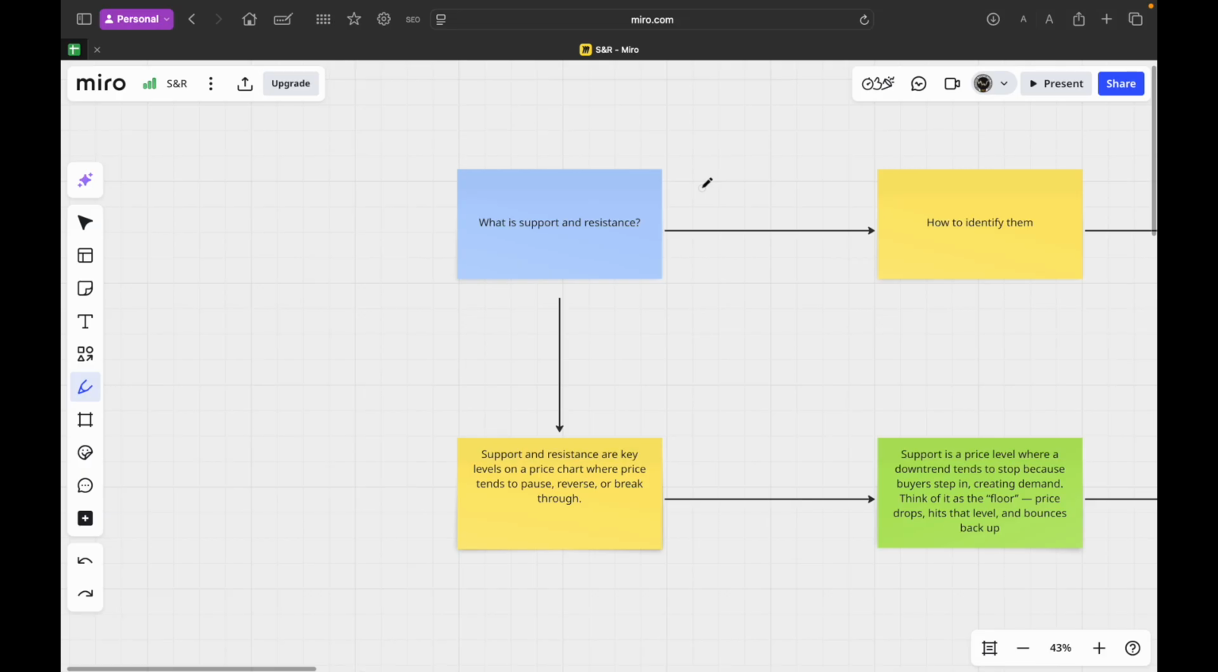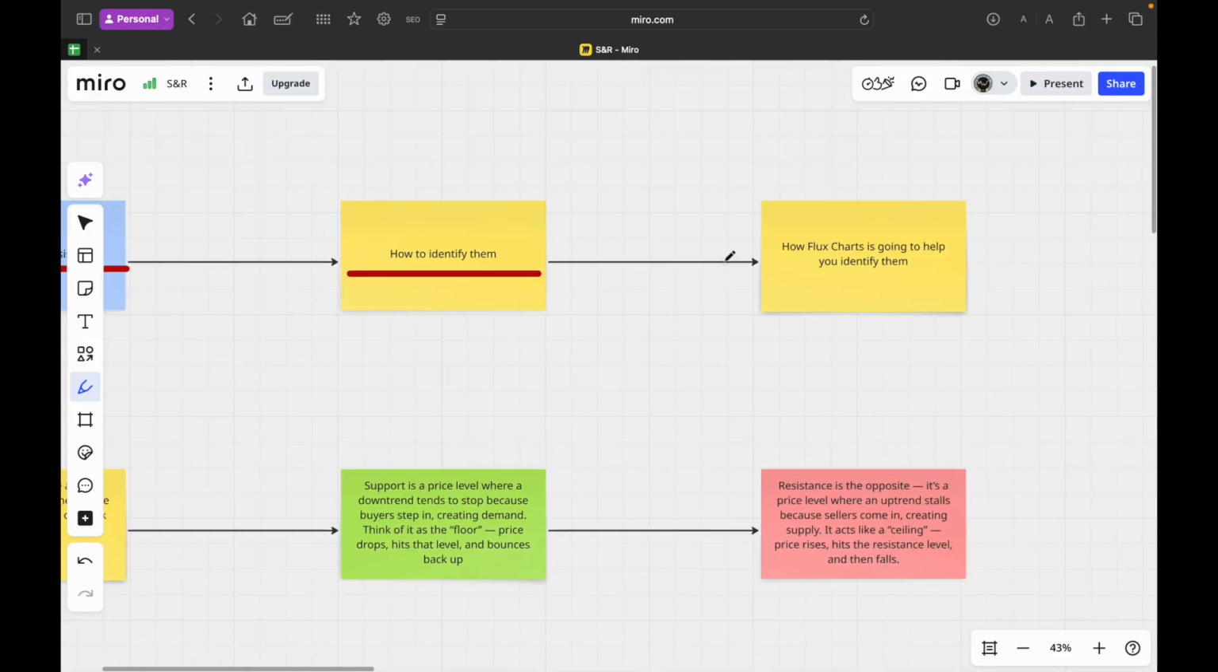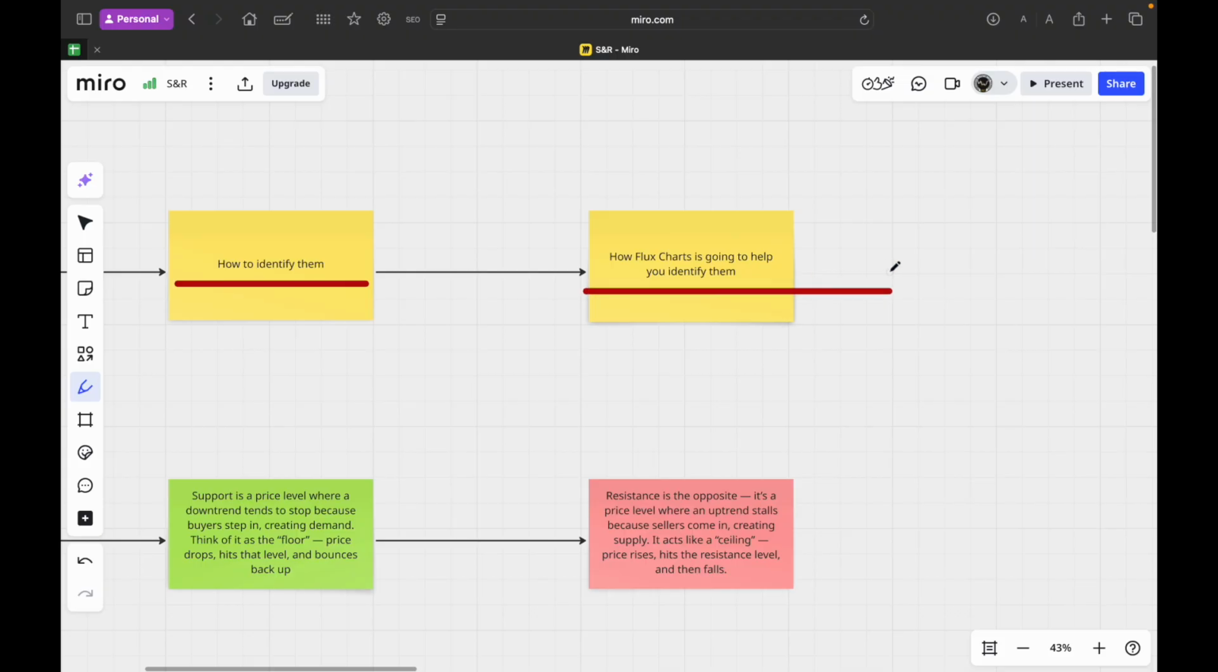In this video, we're diving into one of the most powerful concepts in technical analysis, support and resistance. Whether you are a Forex trader, an indices trader, or a crypto trader, mastering this concept can seriously improve your edge. So in this video, we are going to go over what support and resistance is, how to identify them, and also how Flux Charts can help you identify them in a much simpler way.